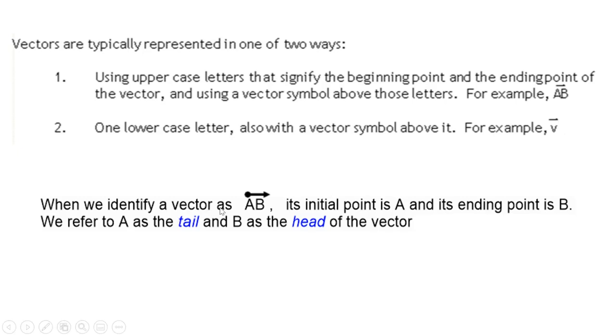Okay? When we identify a vector as AB, the initial point is A, so it starts at A, and the ending point is B. And we refer to A as the tail of the vector and B as the head of the vector. So it goes from the tail to the head. I've heard people use other terms which are similar. Tip. Sometimes you hear people talking about the tip of the vector, which is the same thing as the head of the vector. If you go to the University of Waterloo website, you'll hear them talking about the tip of the vector, which is the head of the vector.